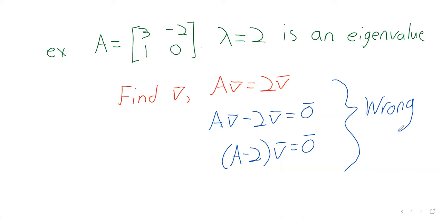If we did this, we could pull that V out, and then we'd have something times a vector equals 0, and we'd think we could use Gauss-Jordan elimination. And the problem is going to become instantly obvious when you ask yourself, okay, so what's A minus 2? A is a matrix, 2 is a number, A minus 2 is not defined. So we can't do this exactly, but we're on the right track.